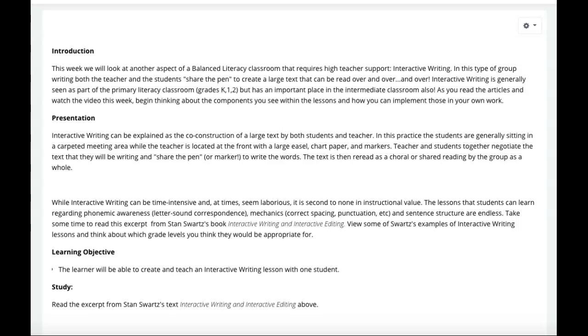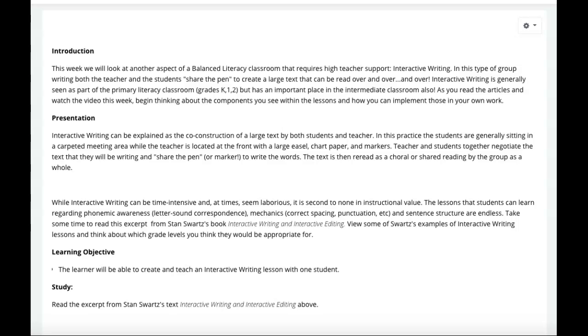The students need to be attending to the spaces as writing. They need to be attending to matching their voice with the print. They need to be aware of directional movement of print. And they also need to be aware of that sound to letter information.